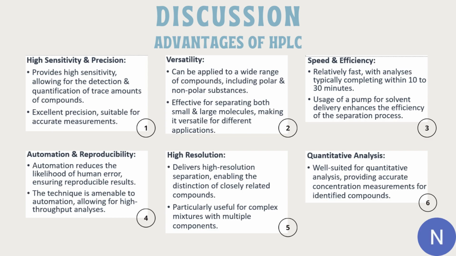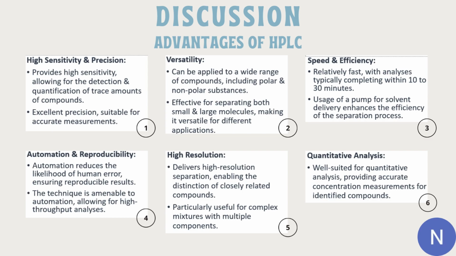Next is versatility. HPLC can be applied to a wide range of compounds, including polar and nonpolar substances. Thus, it is effective for separating both small and large molecules, making it versatile for different applications. Thirdly, speed and efficiency. Compared to some traditional chromatographic techniques, HPLC is relatively fast, with analysis typically completing within 10 to 30 minutes. The use of a pump for solvent delivery enhances the efficiency of the separation process.